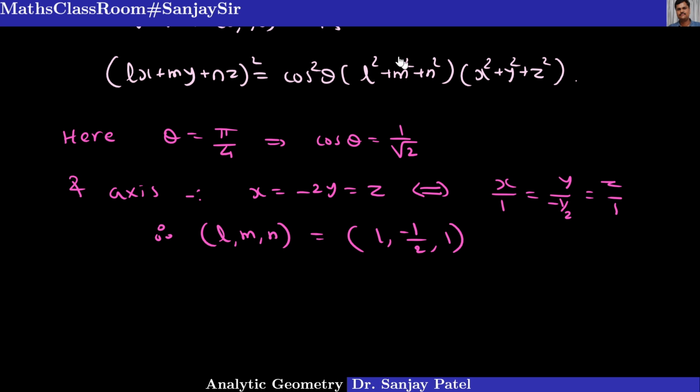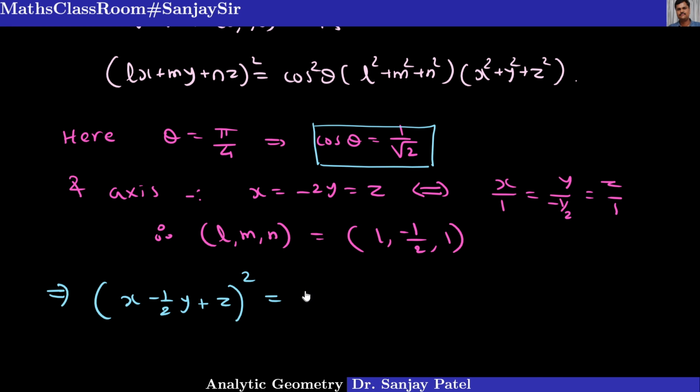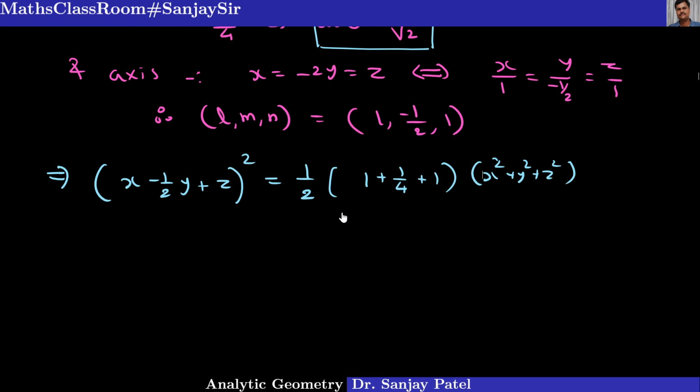So putting all the values, what we can get is (x minus 1 by 2 y plus z) whole square, putting L, M, N values. Cos theta is 1 by root 2, so cos square theta is simply 1 by 2 in this equation. Then again 1 square plus 1 by 4 plus 1 square, where L is 1, M is minus 1 by 2, and this is 1 again, into (x square plus y square plus z square). So we get this equation.